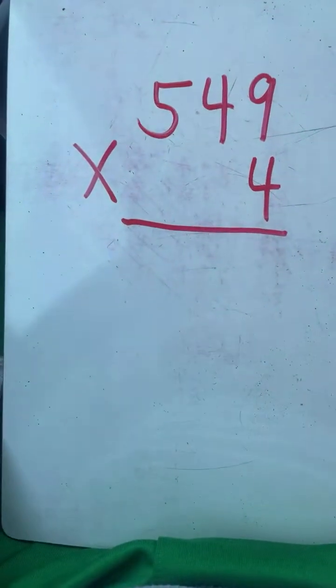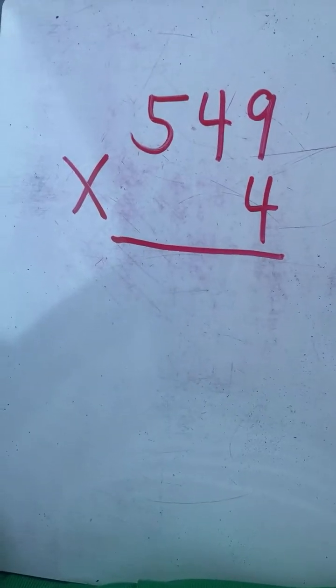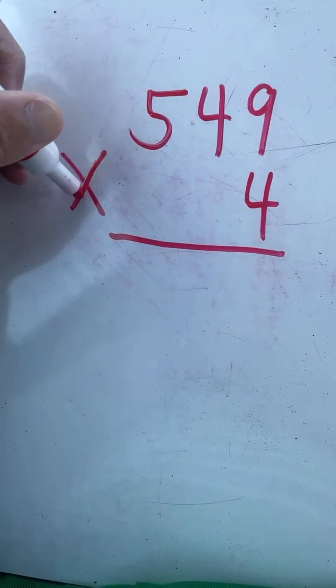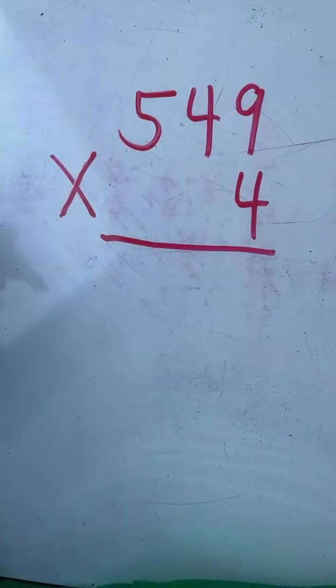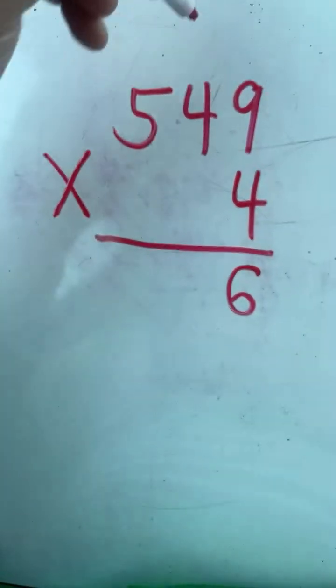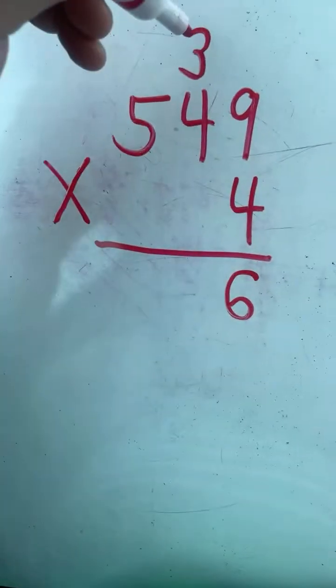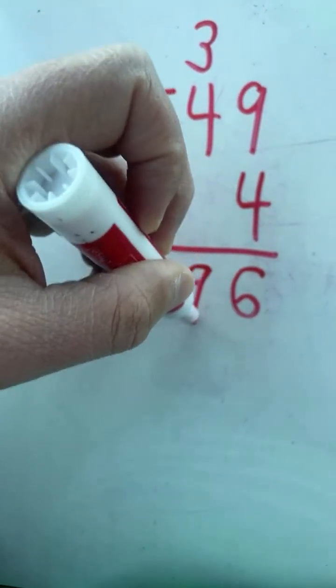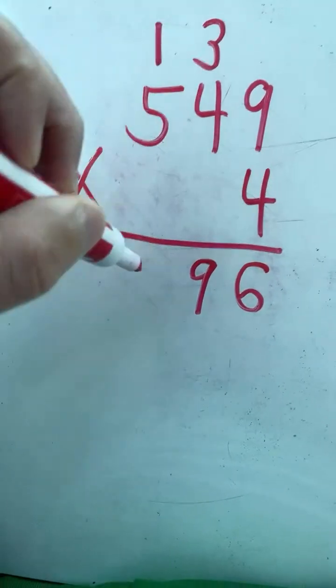All right, next example, we have 549 times 4. So we start in the ones place. 4 times 9, again, equals 36. 6, carry the 3. 4 times 4 equals 16, plus 3 equals 19. 9, carry the 1. 5 times 4 equals 20, plus 1 equals 21.